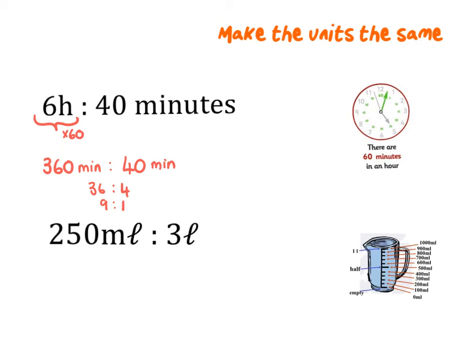So let's have a look at the second question here. Here we have milliliters and liters. And just for a reminder, I hope that you know that there's 1,000 milliliters in 1 liter. That means that I need to change the liters here to milliliters by multiplying it by 1,000, which will give me 3,000 milliliters compared to 250 milliliters. So if I divide both of them by 250, I will get a simplified ratio of 1 to 12.